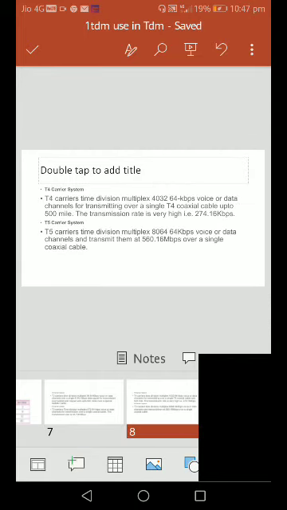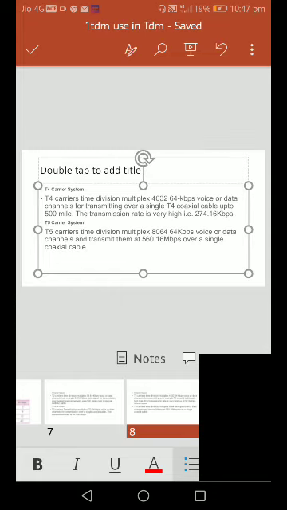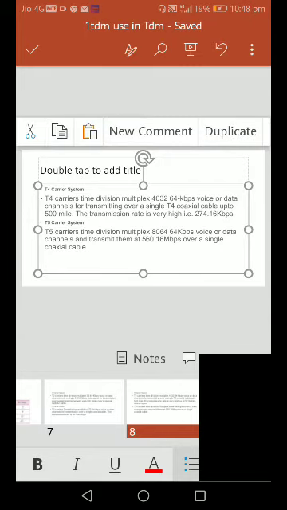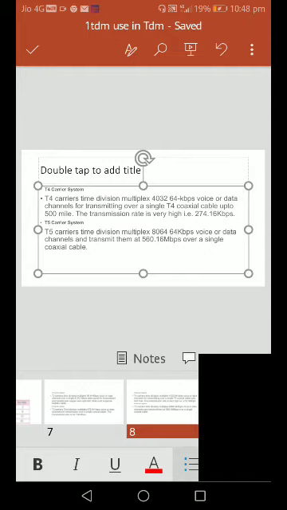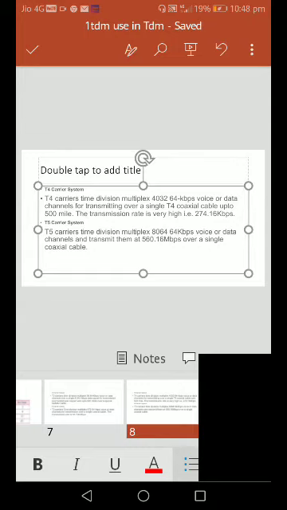Next slide is the T4 carrier system. The T4 carrier system is time division multiplexing, used for 4032 voice signals or data channels at 64 kilobits per second, transmitted over a single T4 coaxial cable up to 500 miles of distance at high speed, without any losses or disturbances. The quality of the data and the signal can be transmitted through the internet.